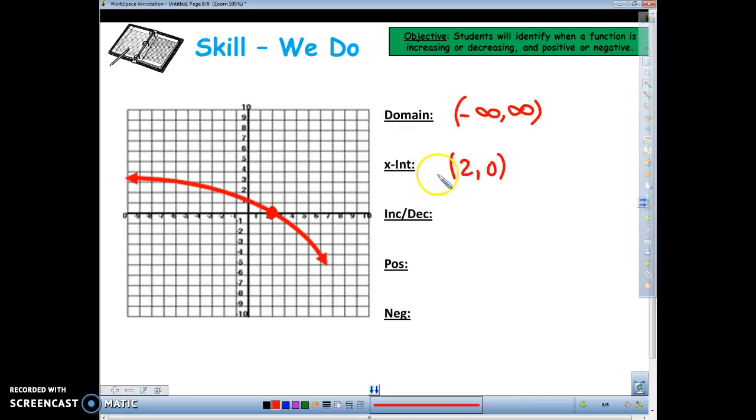Now, increasing or decreasing: as I move from left to right, is this function going up or going down? Well, it's going down, so therefore it's decreasing. I circle decreasing.